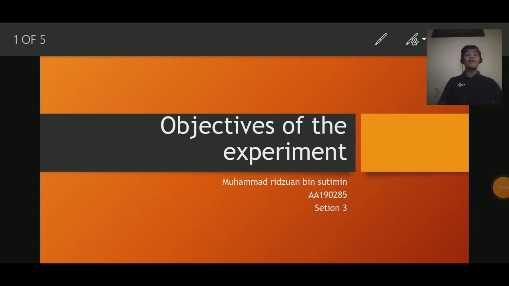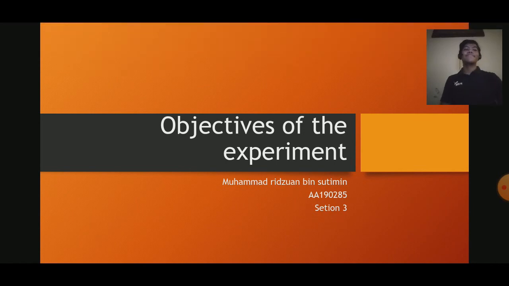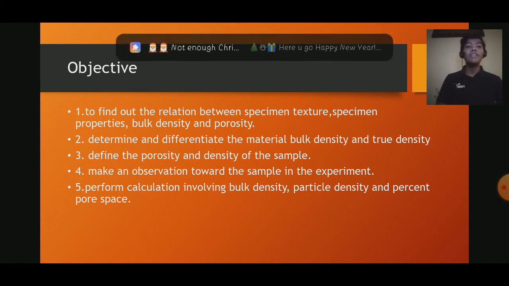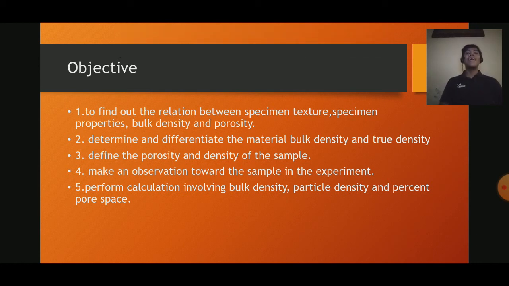I will present about the objective of this experiment. The first objective of this experiment is to find out the relation between specimen texture, properties, bulk density, and porosity. The second objective is to determine and differentiate the material bulk density and true density. The third objective is to define the porosity and density of the sample. The fourth objective is to make an observation of the sample in the experiment. And the fifth objective is to perform calculations involving bulk density, particle density, and percent pore space.